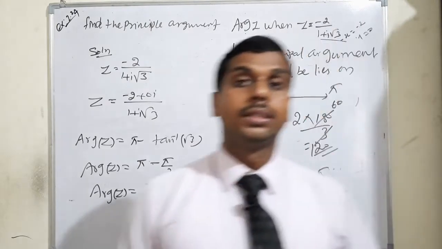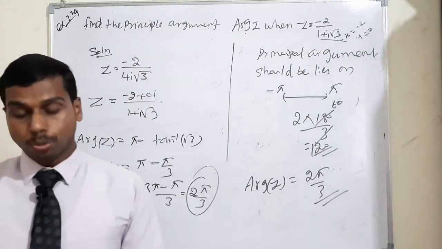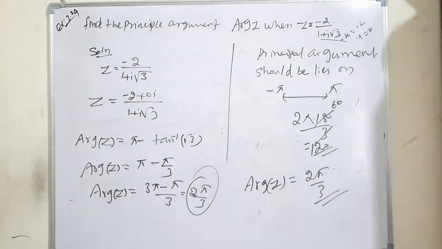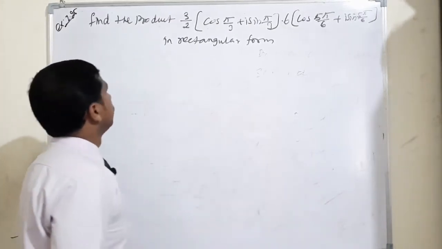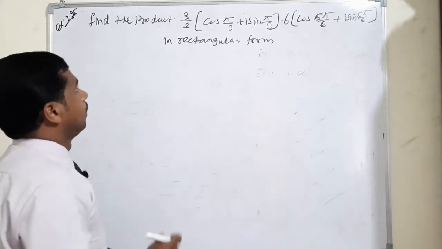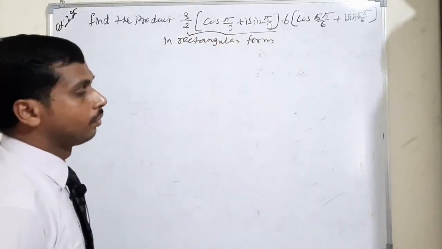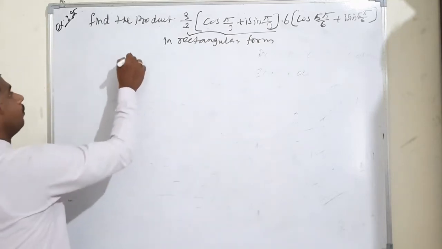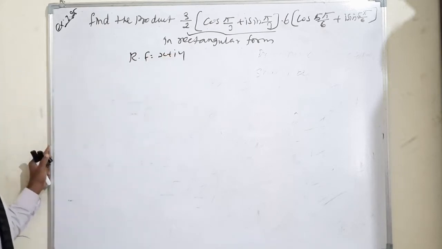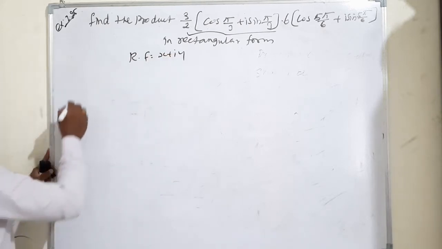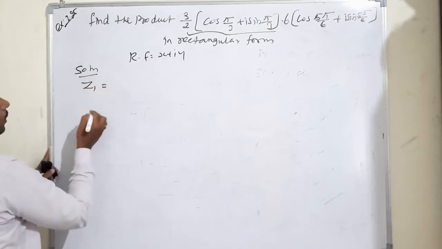Okay. So please listen, my dear students, there are three more important questions. I will continue with the next, example 2.25. What is the question? Example 2.25. Find the product. So two terms are there in rectangular form. What is the meaning of rectangular form? x plus iy or a plus ib. It's called rectangular form.